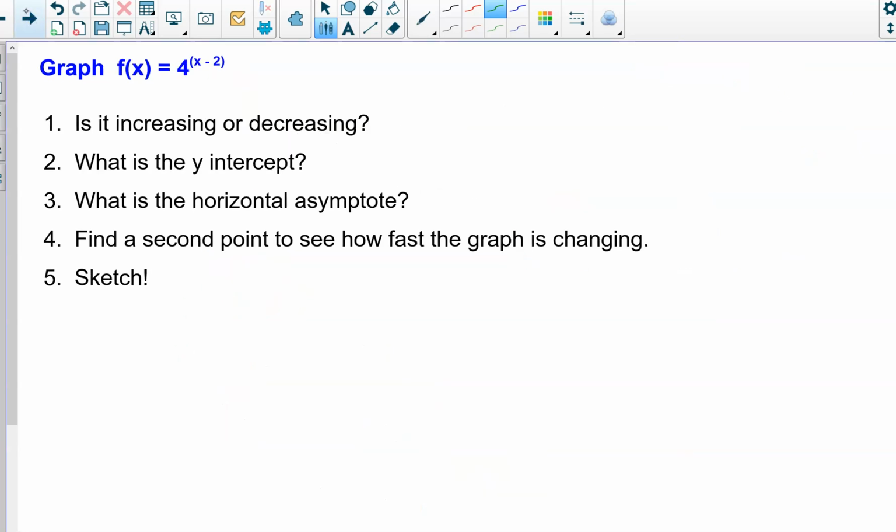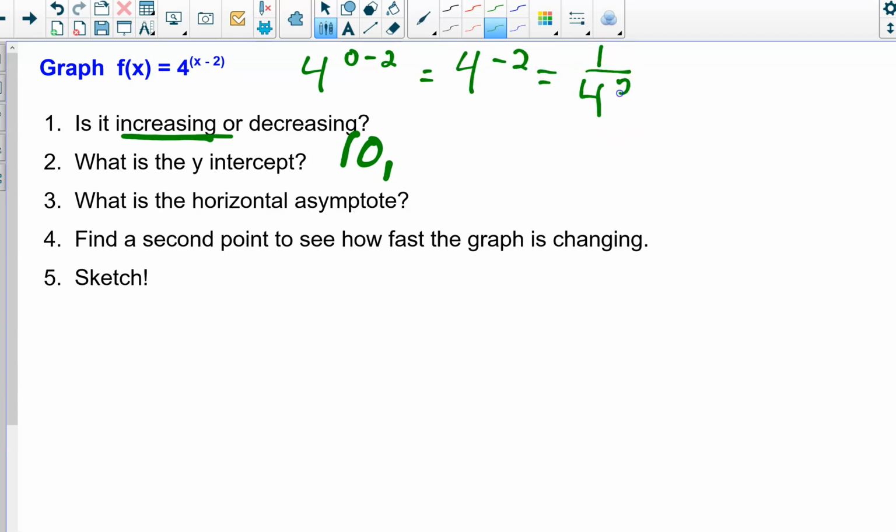Next one here is increasing or decreasing. So on this one right here, I would say it's increasing because there's not a negative out in front of the x, and the 4 is a whole number, not a fraction. So I'd say this is increasing. The y-intercept is when x is 0. So if I put in 4 to the 0 minus 2, which is 4 to the -2, which is 1 over 4 squared, which is 1/16.